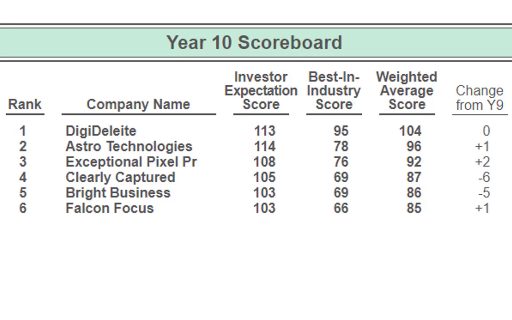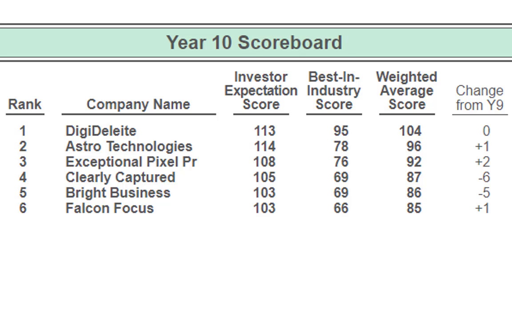Here we have the Year 10 scoreboard. Obviously, Company D is still leading the charge at 104. But what's interesting is if you look at the change from Year 9 to Year 10, it's 0. So that means some of the companies are catching up. We have Company A, which is one of the ones that are catching up. They actually gained 1. Now they're at 96. Company E, they gained 2. They're at 92.